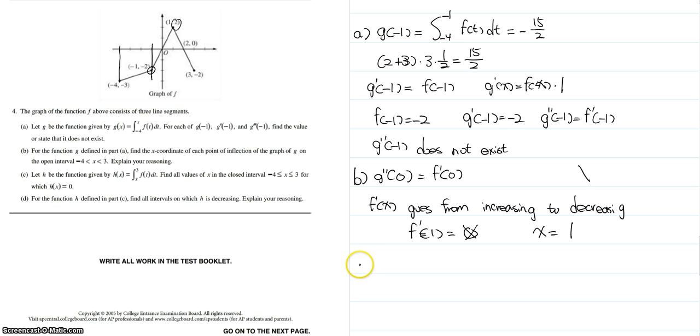Now C is asking us: let h be the function given by h of x equals the integral from x to 3 of f of t dt. Find all values of x in the closed interval for which h of x equals 0. So let's work this out. We can write this as negative the integral from 3 to x of f of t dt. This may not be that helpful in this question, but it will be a lot in part D, because since this equals 0, negative 0 is still 0, so it doesn't really matter.